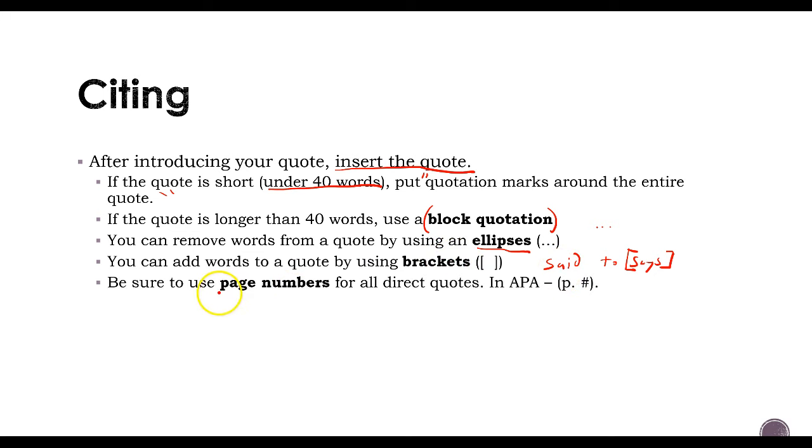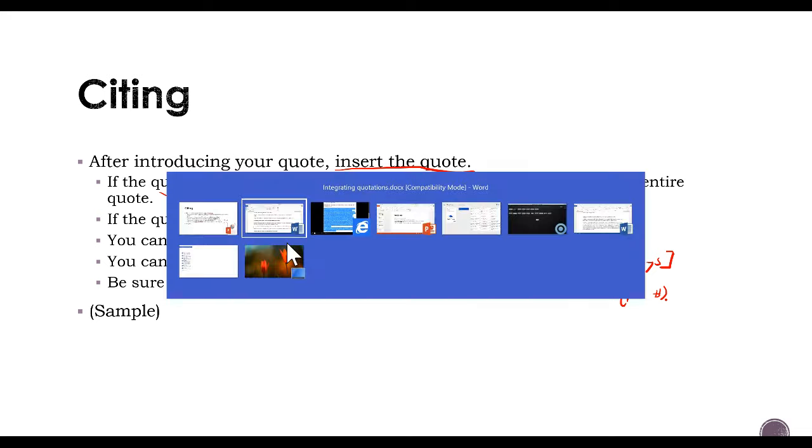Finally, make sure you use page numbers. Like the examples that we've been seeing, anytime you introduce a quote or quote directly, you want to make sure you put page numbers in. So in APA style, you always just put p, period, and then the page number, with a period at the end. So make sure you use page numbers for all of your direct quotes. So let's go back and take a look at a couple of examples of some of these tools.